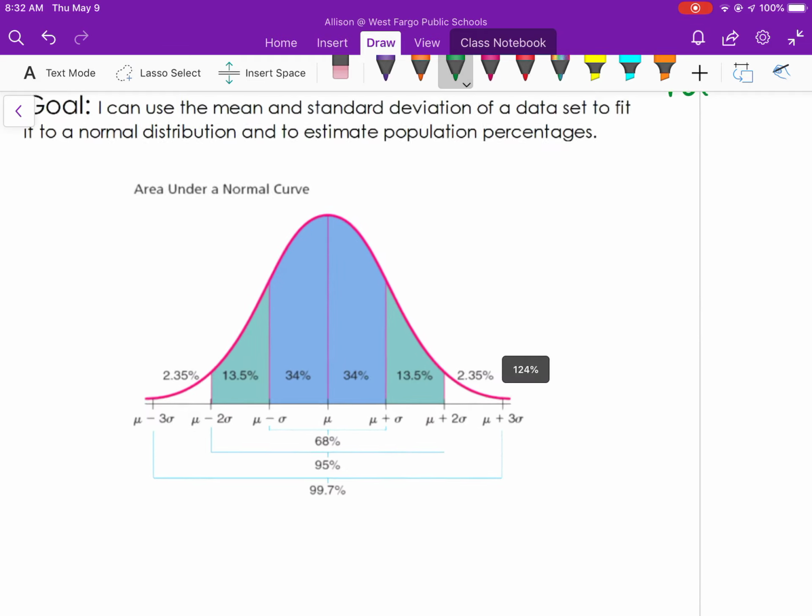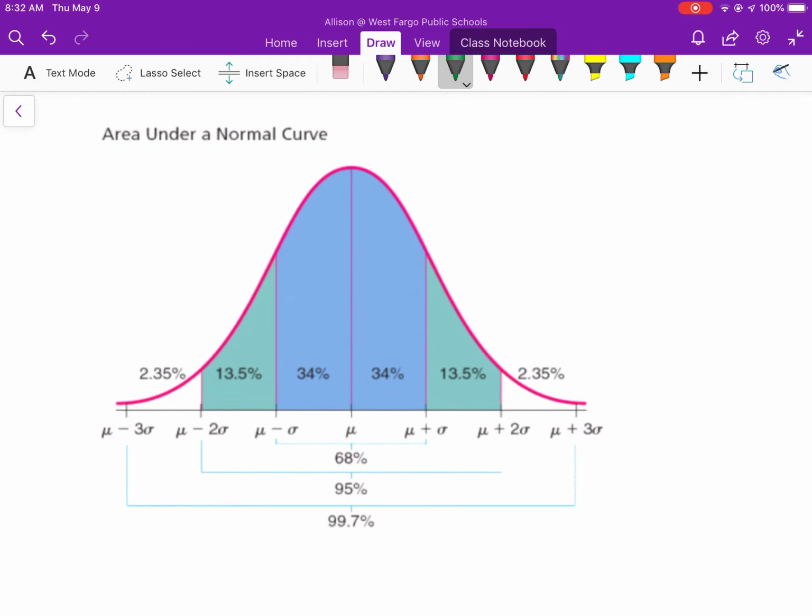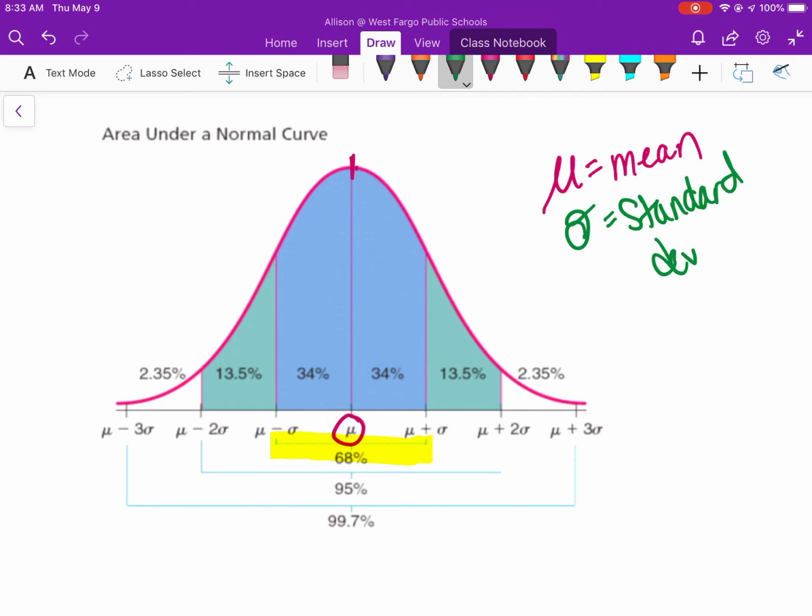So here is a diagram of the normal curve. If data is distributed normally, then we can say that the average, the mu, remember mu means mean or average, lies in the middle. It's right in the middle of the bell curve. And then 68% of the data lies within one standard deviation of the average. Remember, the symbol sigma is what we use to represent the standard deviation.